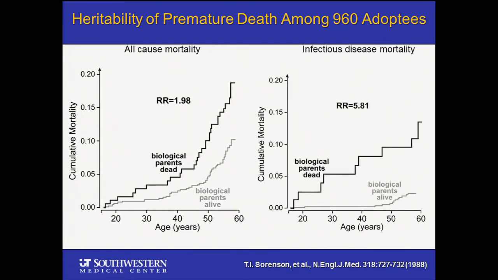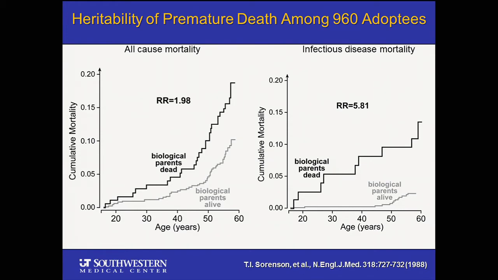The argument could be applied to all kinds of death, but I'm only going to show you the statistics for infectious disease death. If both biological parents survived and did not die of an infectious disease, then the children had mortality statistics as shown here. They themselves would very rarely die of infection. But if one parent had died of infection before the age of 50, then the curves were even much more separated than for all-cause mortality, and the relative risk of an infectious disease death was 5.81.